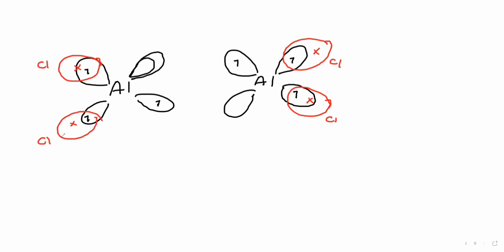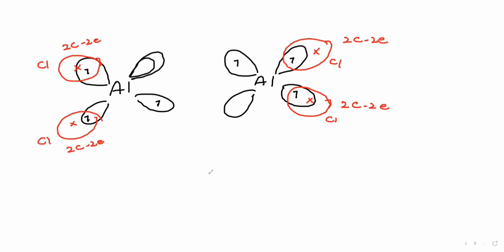Similarly, take the sigma bond with the chlorine atom. This is chlorine, a sigma bond with Cl. This is a sigma bond with Cl, and another sigma bond with Cl. Now see, this is aluminum and Cl. Therefore, 2 atoms. This is a 2 center 2 electron bond. This also is a 2 center 2 electron bond, and this also, and this also.